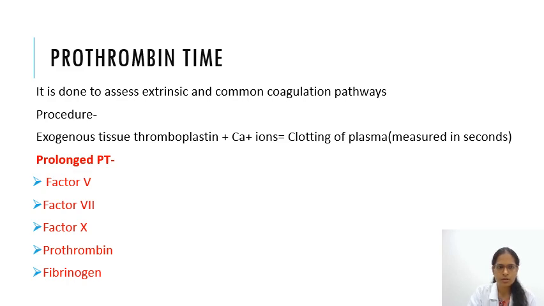So here, exogenous tissue thromboplastin is added with the help of calcium ions. Then clotting of plasma is seen, which is measured in seconds. So what are the causes for prolonged prothrombin time? Any factor deficiencies will cause prolongation of the prothrombin time. Those are factor 5, 7, 10, prothrombin and fibrinogen. So all these factors are involved in the extrinsic and common coagulation pathways.